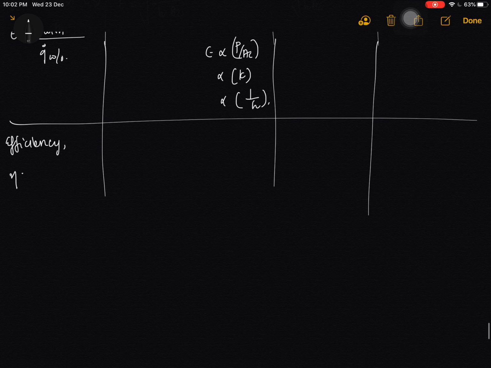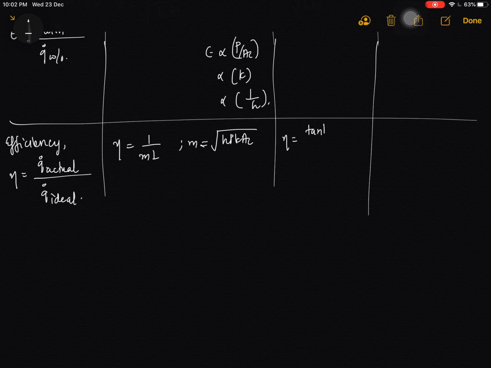And then let's discuss the efficiency. This efficiency is given by the equation Q dot actual divided by Q dot ideal, and this ideal heat transfer rate is the heat transfer rate of the fin in which the temperature of the entire fin is uniform or constant. For that case, the efficiency of the infinitely long fin is given by the equation 1 by mL, where m is equal to root of hP by kAc, and the efficiency of the insulated tip condition is given by the equation tanh mL by mL. So that's it.